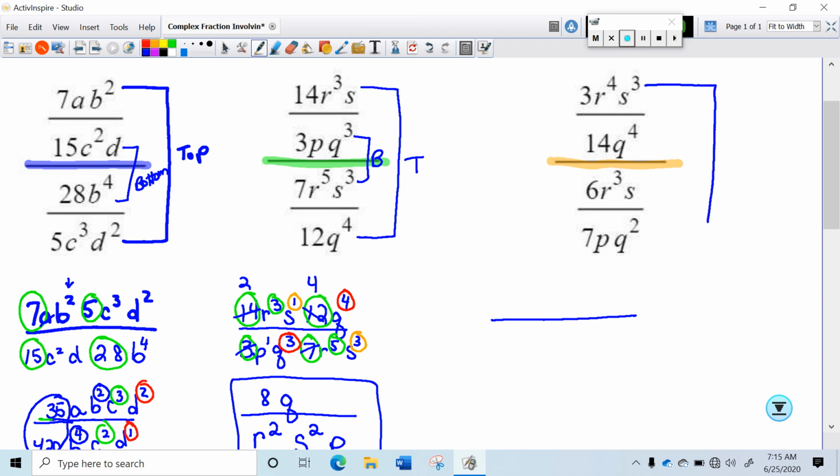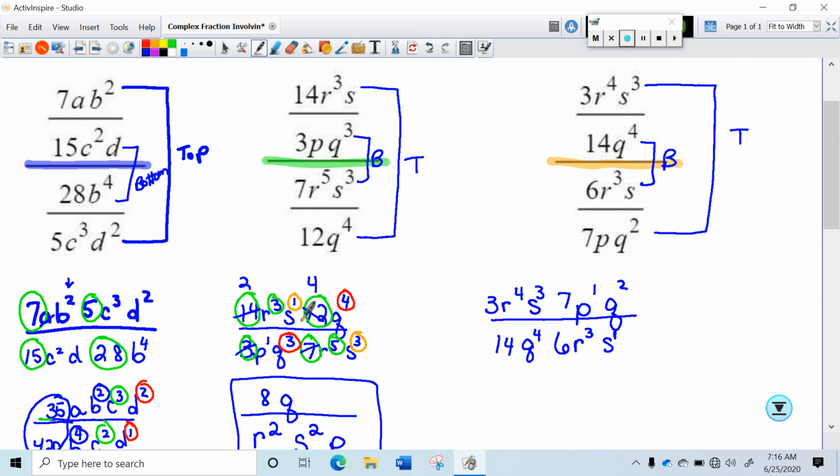Outside on the top, 3 r to the 4th, s cubed, 7 p to the 1st, q squared. Inside goes on the bottom, 14 q to the 4th, and 6 r to the 3rd, s to the 1st. And I think that's it. Okay.